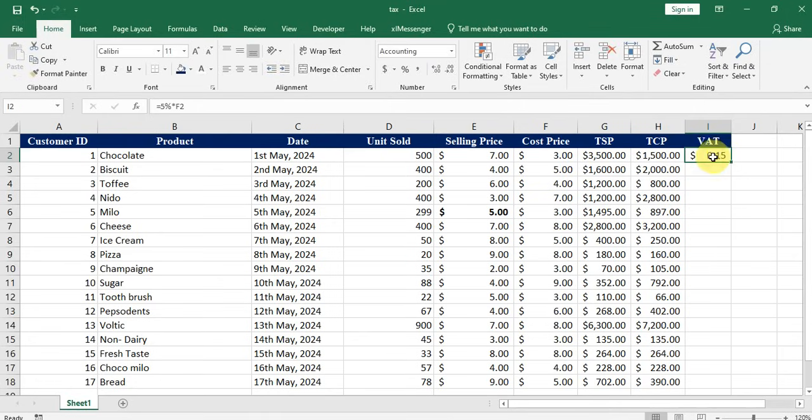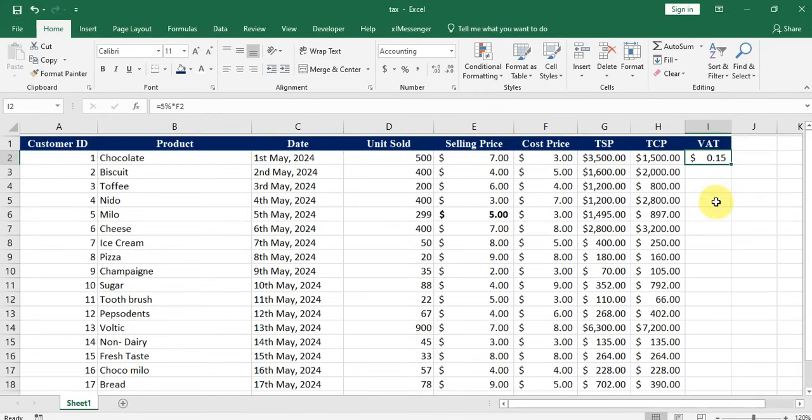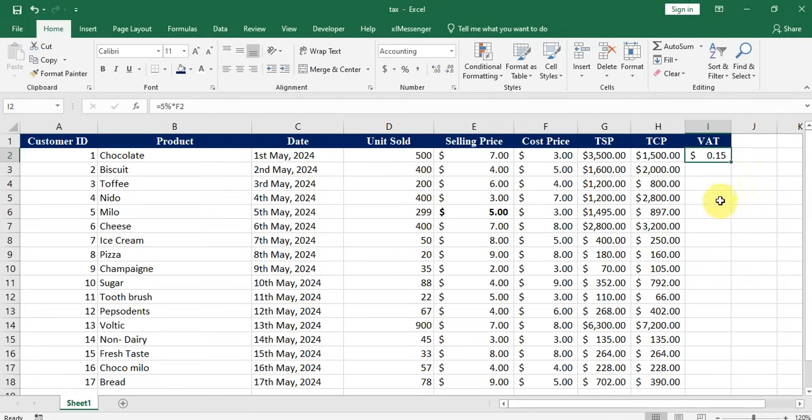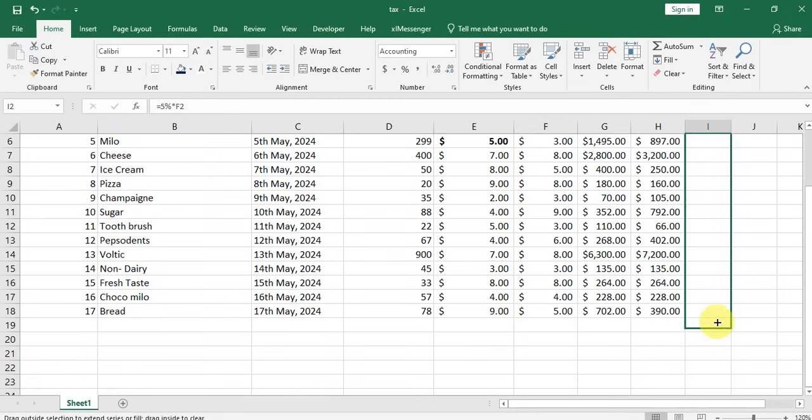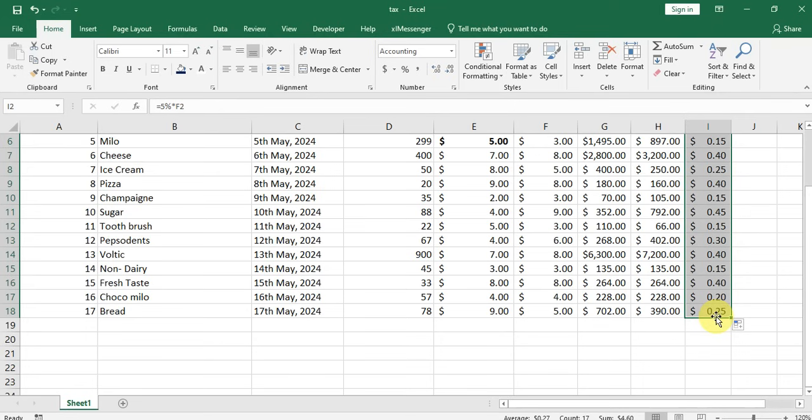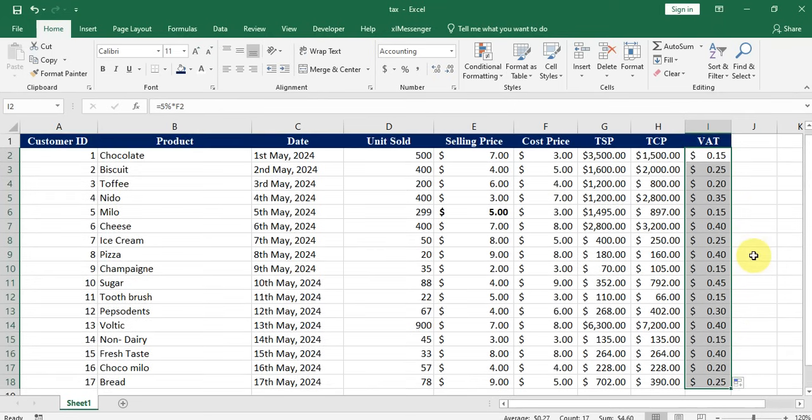Now the tax on chocolate was 0.15 cents. We want to calculate for the remaining products. You just have to drag it down here. Immediately you release your hand, it will calculate for all of them.